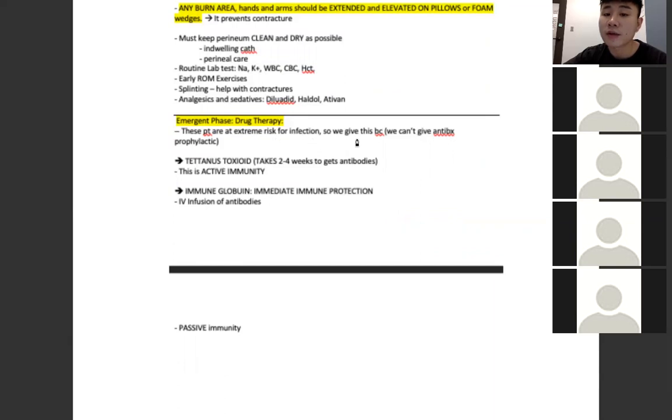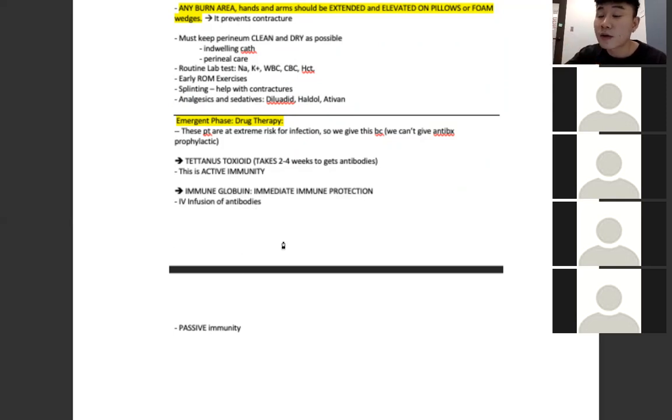So we give this, we can't give antibiotic prophylactically. What we give is tetanus toxoid, which takes 2 to 4 weeks to get the antibody. This is active immunity. Or we give immunoglobulin, immediate immune protection, which is IV infusion of antibodies, passive immunity.